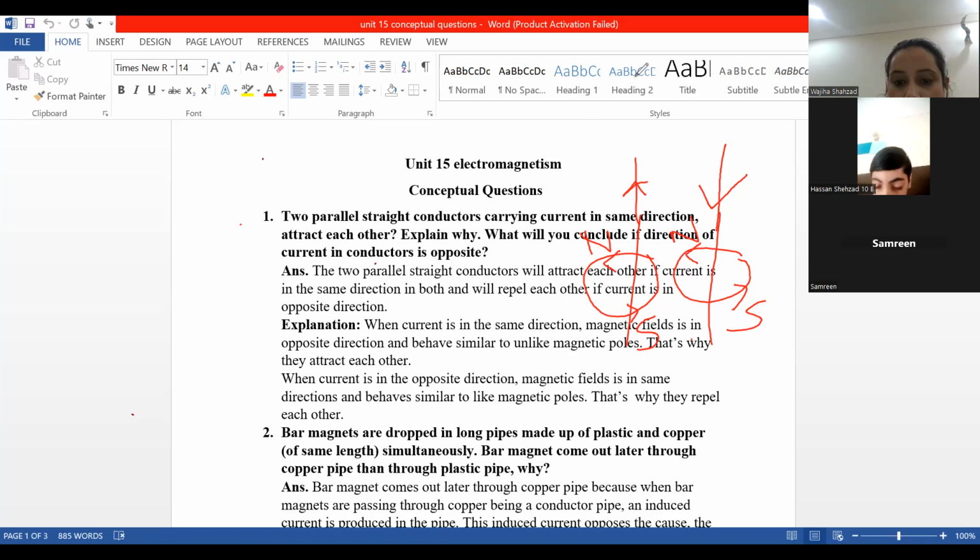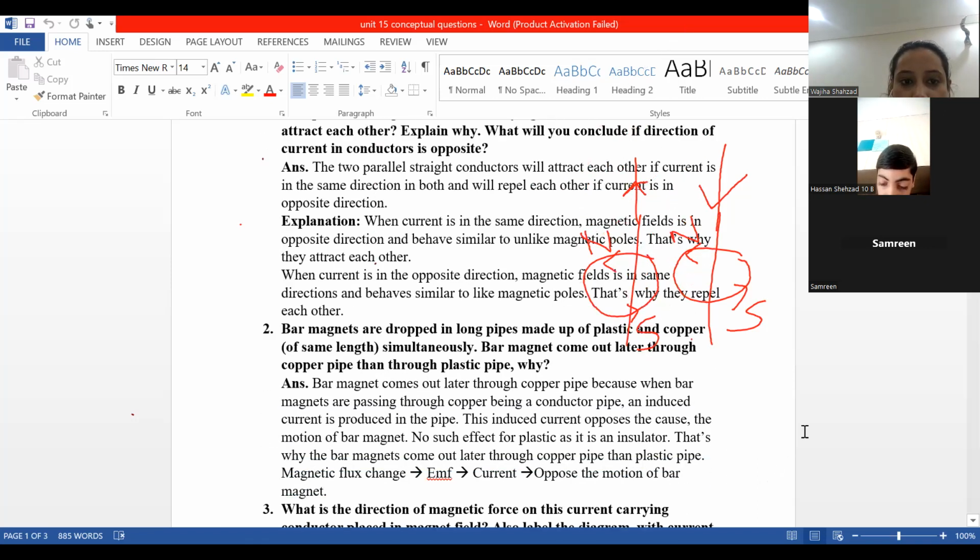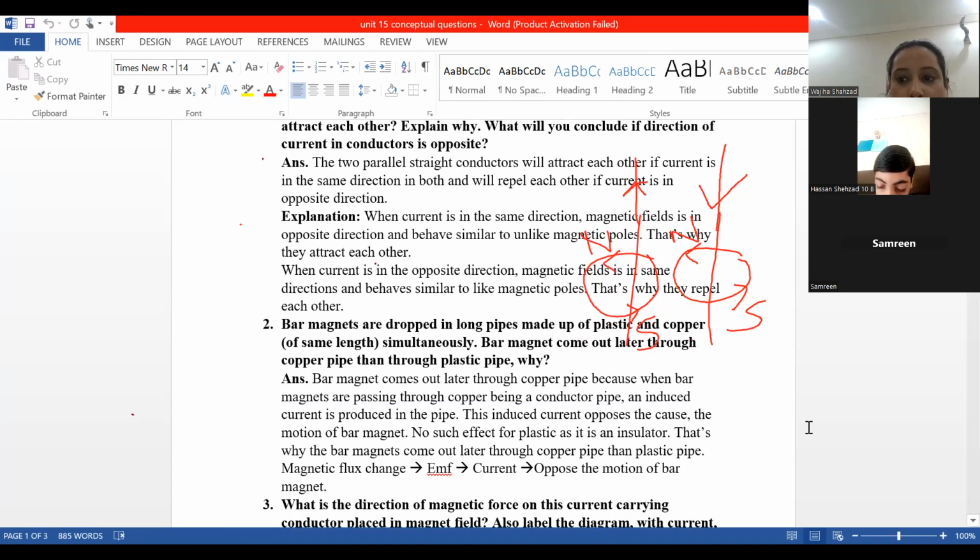Okay, so the next question is: bar magnets are dropped simultaneously in long pipes of the same length made of plastic and copper. The bar magnet comes out later through the copper pipe than through the plastic pipe. Why? So first of all, we have to know the nature of plastic and copper.